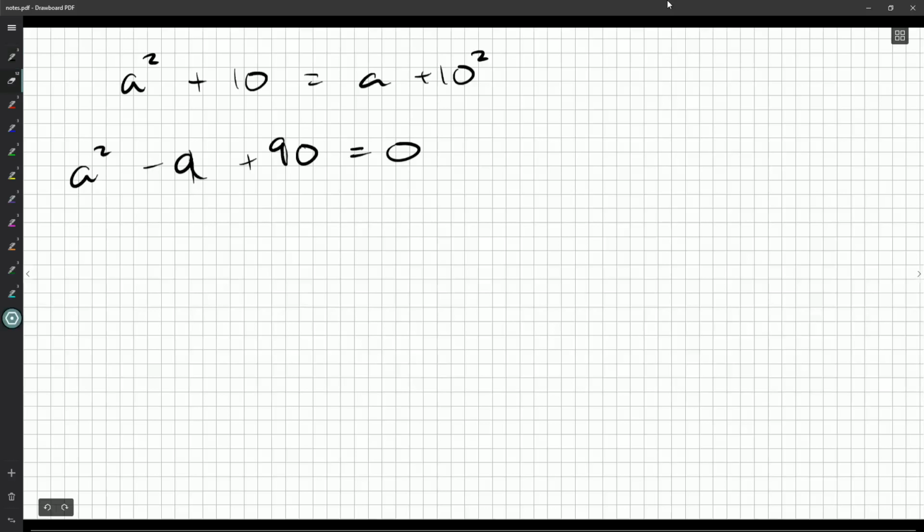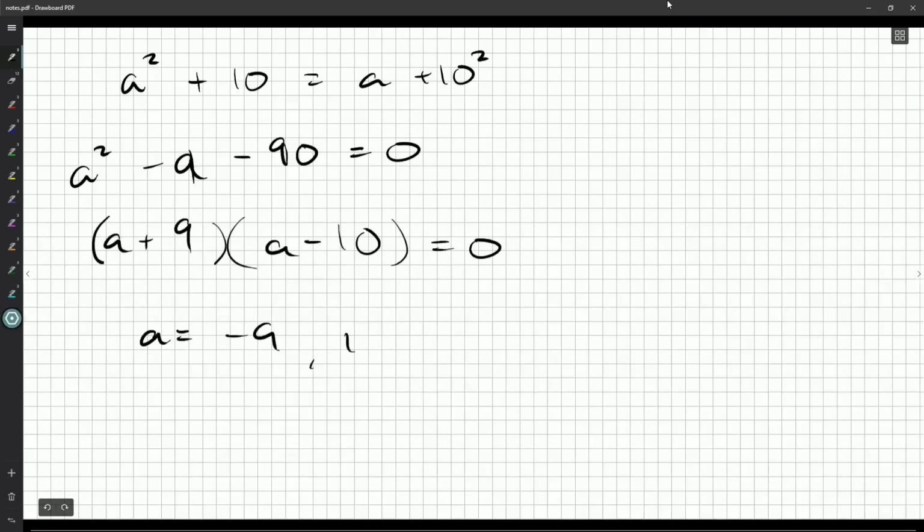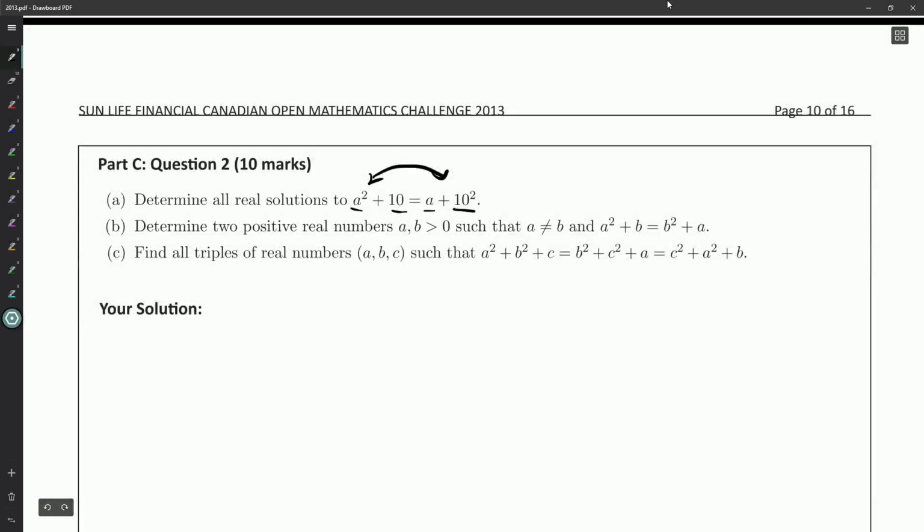Maybe, oh no, it'll be negative 90. Two numbers that multiply to negative 90 and add to negative 1. Factors of 9 and 10 differ by 1. And I need it to be negative 1 for the sum, so there we go. Nice. So A could be negative 9 or 10. We'd expect two solutions there, just because this is really just a quadratic. This is a very nice sort of symmetric looking quadratic.